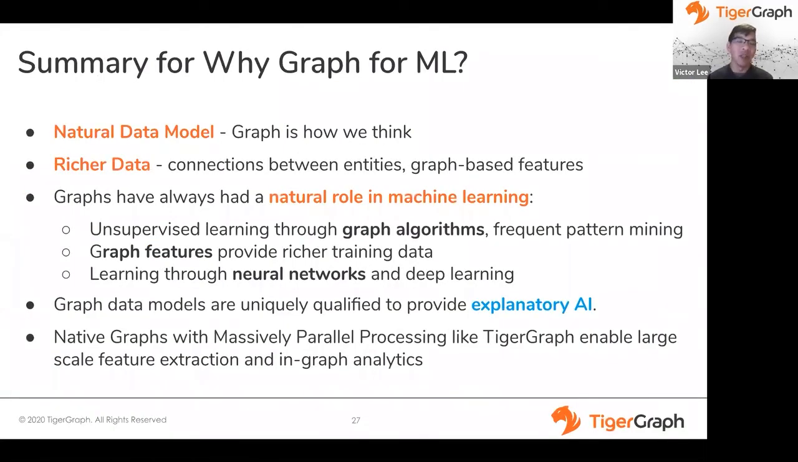So again, I mentioned graph is the natural model for connected data, provides richer data, and it's a natural model for machine learning, providing graph algorithms for unsupervised learning, graph features to make richer training data, and even new neural networks and graph embeddings, which fit automatically into the graph machine learning ecosystem. And graphs also can produce explainable AI, which is really key.